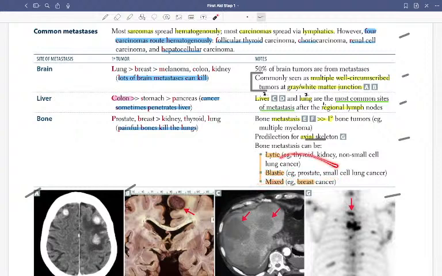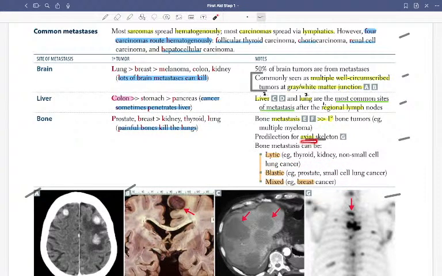SB protein, that was present in DNA. Okay, so small cell, prostate: blastic. Breast: mixed. Lytic is thyroid, kidney and non-small cell.